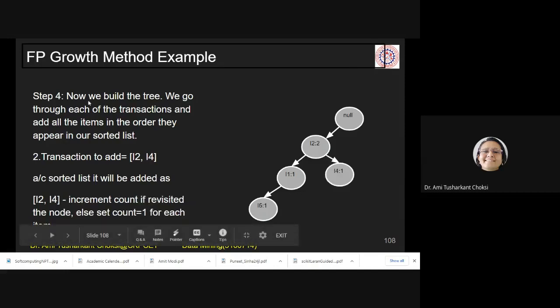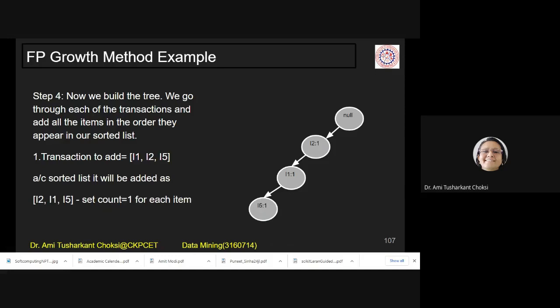Now for the second transaction, add I2, I4. Should we consider I2, I4? No, we should first check what is there in the sorted order, and the order is I2, I4 only. So no issue. From null, do we have I2 available? Yes, it is there. So we increment the count of this I2. It was 1, so we increment that to 2.